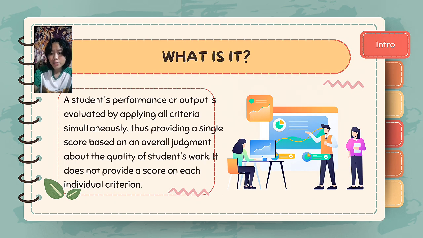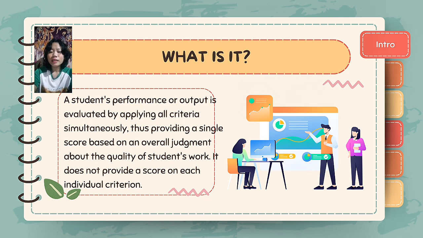A student's performance or output is evaluated by applying all criteria simultaneously, thus providing a single score based on an overall judgment about the quality of students' work. It does not provide a score on each individual criterion. So, meaning, let's break down the statement.